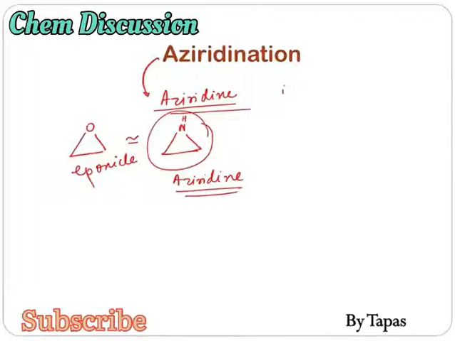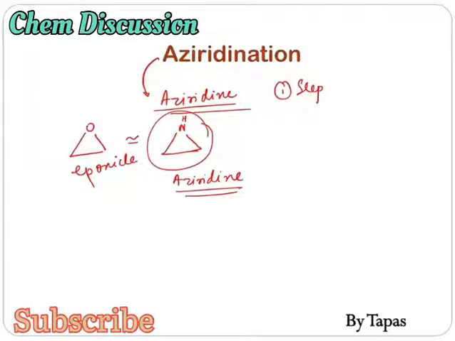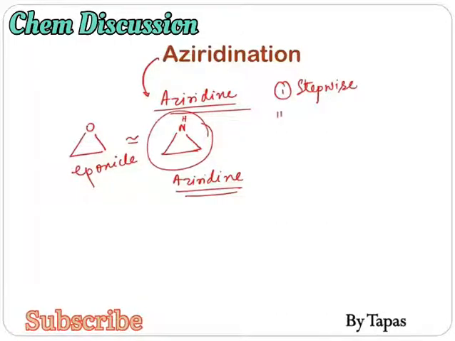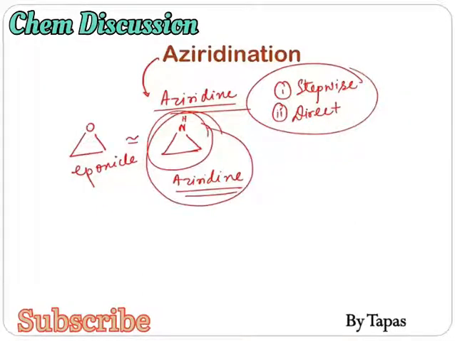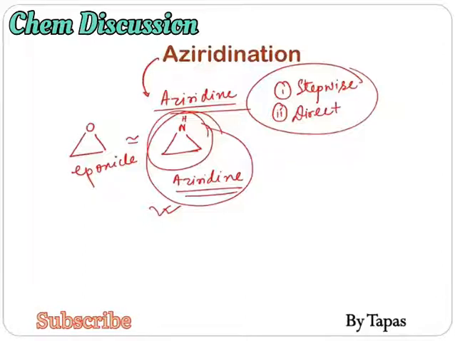One is a stepwise process and another one is direct process. So by these two methods we can easily synthesize this nitrogen containing three-membered heterocycle, that is aziridine. Now let's talk about the aziridination. First, stepwise process.